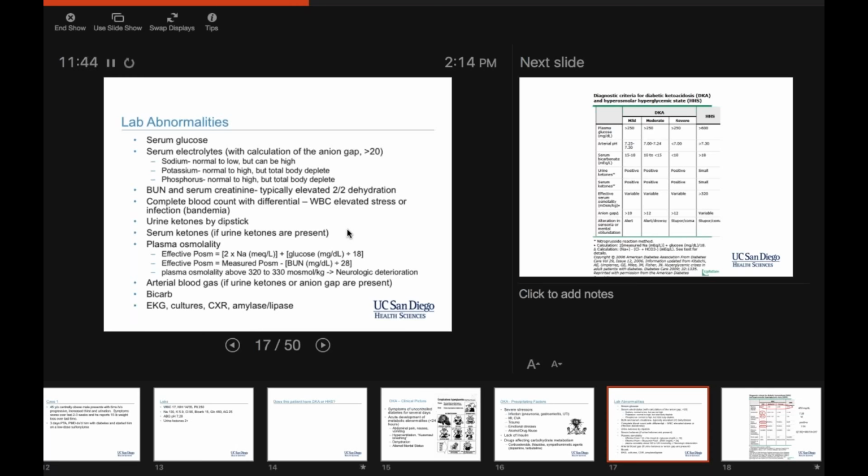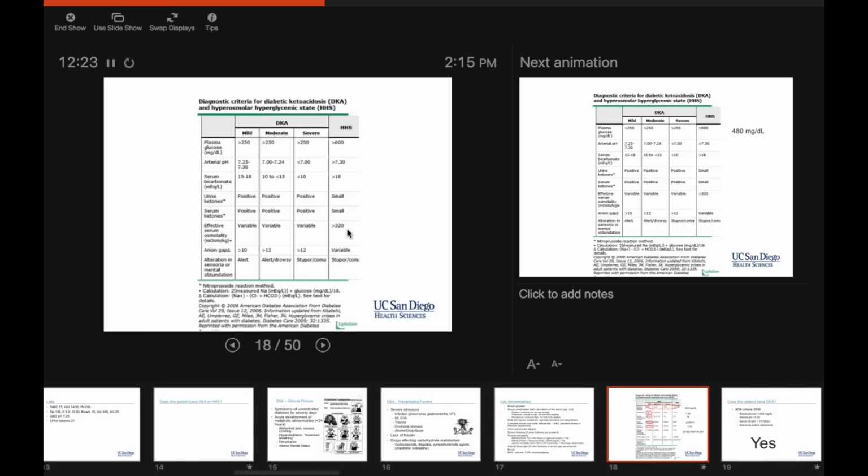CBC can be elevated from the stress or the infection that precipitated the DKA. You need to have the K component of the DKA, so either serum or urine ketones are positive. And then you always want to check your osmolality, and that's your calculated effective osmolality, so you can differentiate DKA versus HHS. Your ABG and your bicarb to see if you're actually acidotic. Make sure you're looking for a mixed picture, because a lot of times your pH will be normal, but your bicarb will be really low and you're just compensated. And then, of course, you need to not miss the precipitating factor. Do they always get the osmolality?